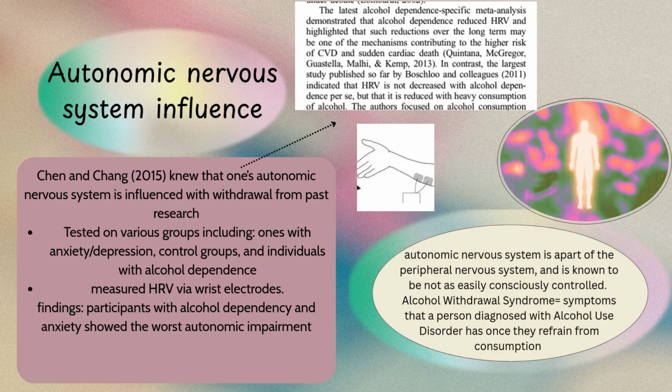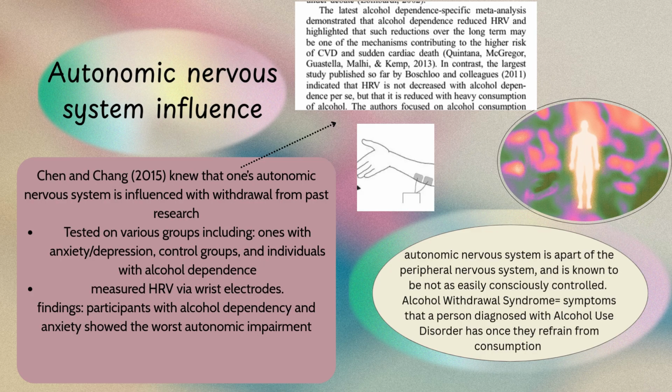As discussed in class, the autonomic nervous system is a part of the peripheral nervous system, and it is known that this is not so easily controlled by the individual's consciousness. Chen and Chang went about this connection and added in individuals with anxiety and/or depression to measure their heart rate variability. The groups being tested included 24 pure alcohol-dependent participants, 24 participants with alcohol dependence and anxiety or depression, 120 with major depressive disorder, 24 with anxiety disorders, and 120 matched healthy controls.